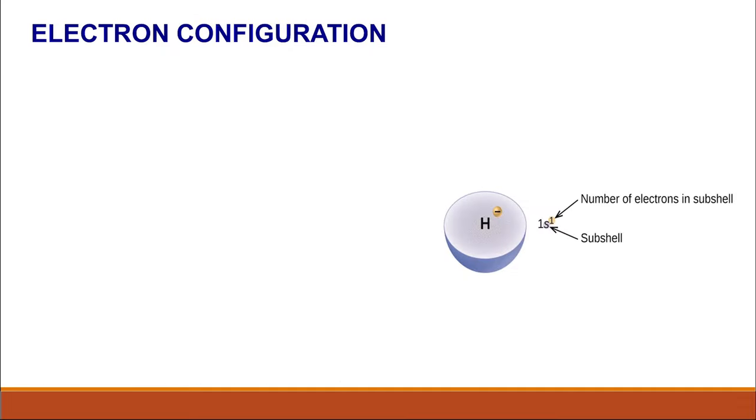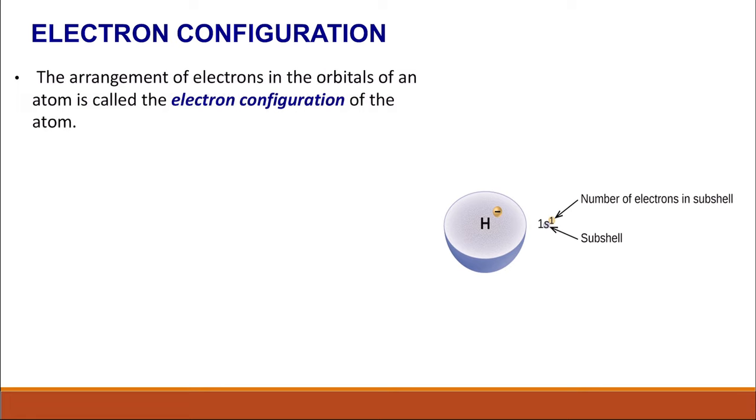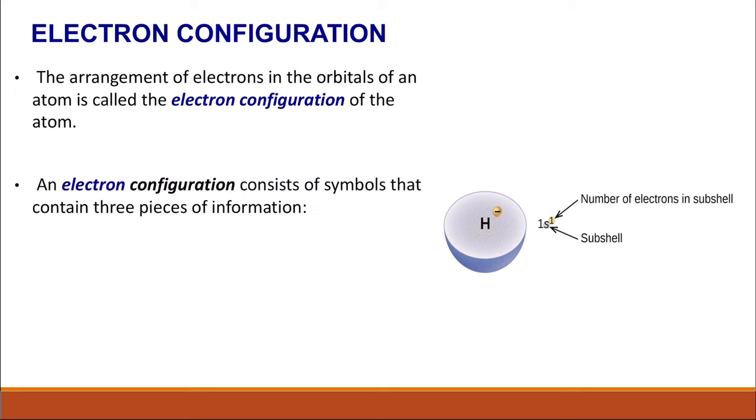To write the electronic configuration of an atom, we are not going to use only the principal quantum number, but we are also going to use the subshells. Electronic configuration is the arrangement of the electrons in the orbitals of an atom. This is called the electronic configuration of an atom.